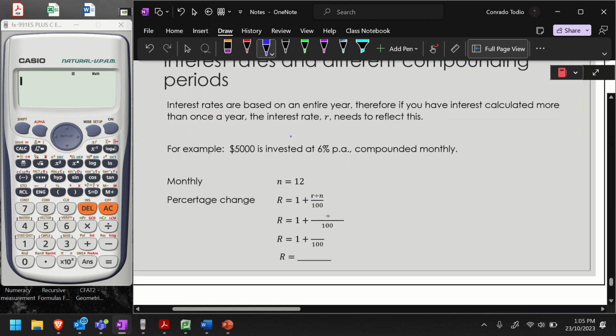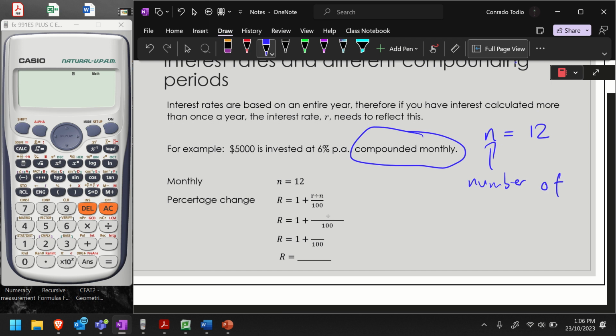So in this example, you've got 5,000, and it's invested in a bank account for 6% per annum, but it's being compounded monthly. So what does this mean, guys? How many times in a year would you compound this? Monthly. Think about it. 12 times. So that means the value of the letter N is 12. So when we use N equals 12, this just tells you the number of compounds per year. Just keep that in mind. We're going to include this.